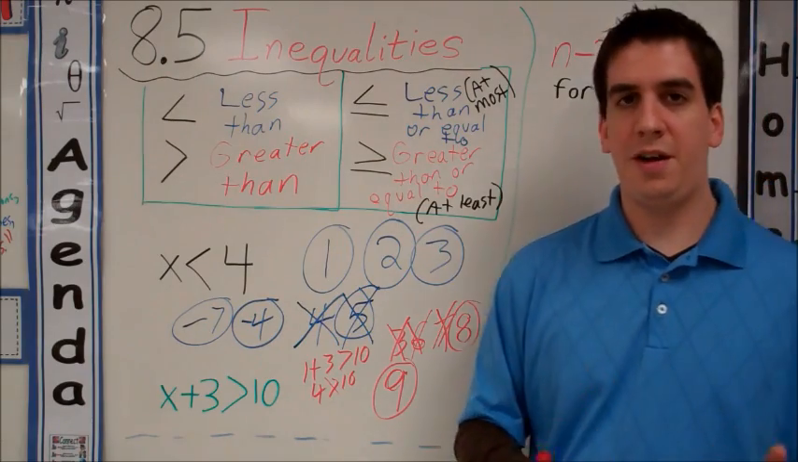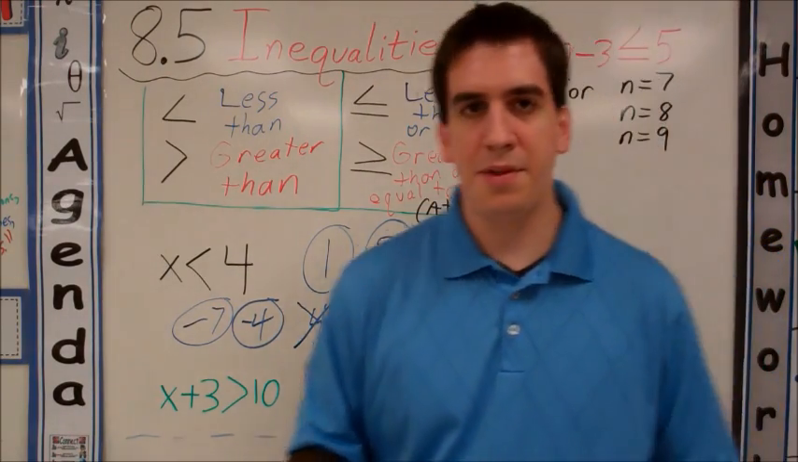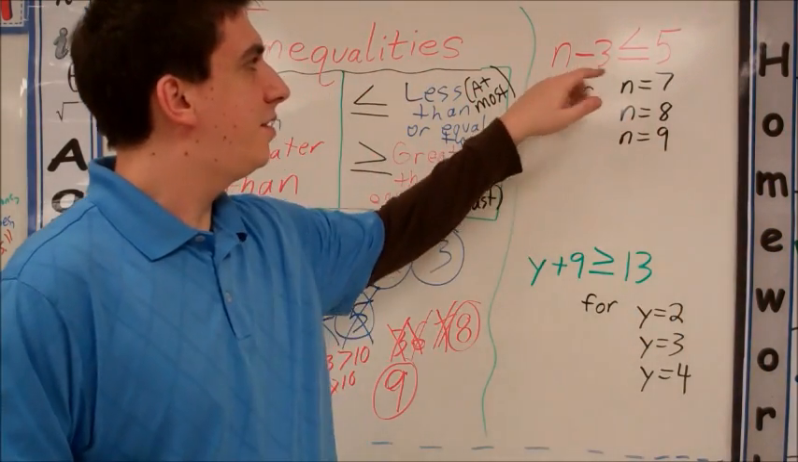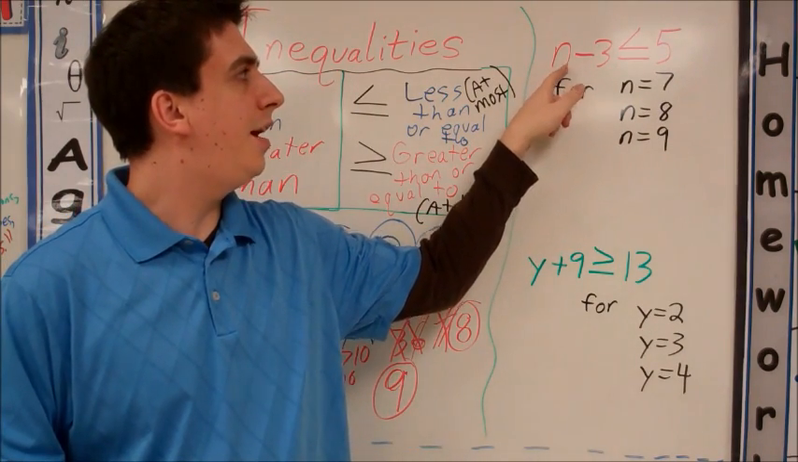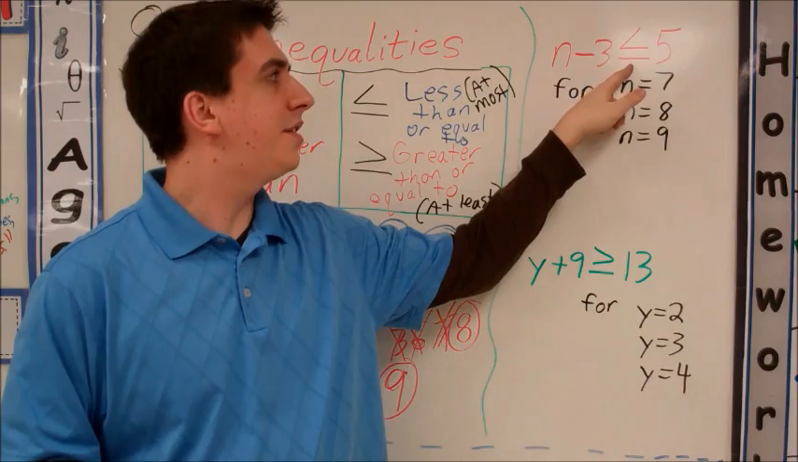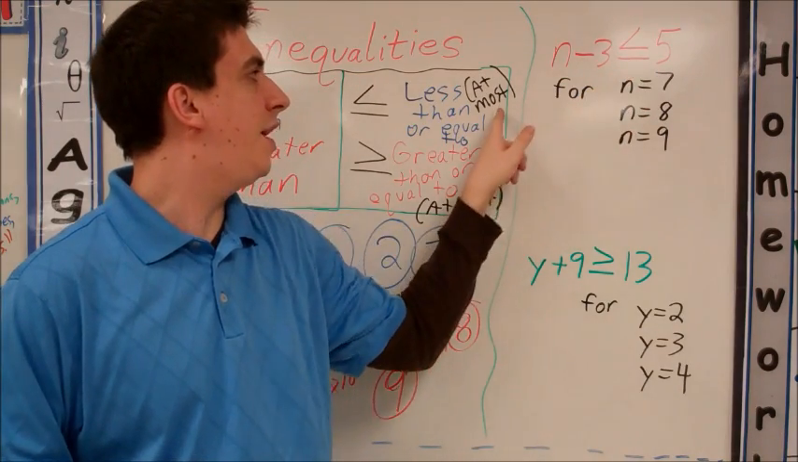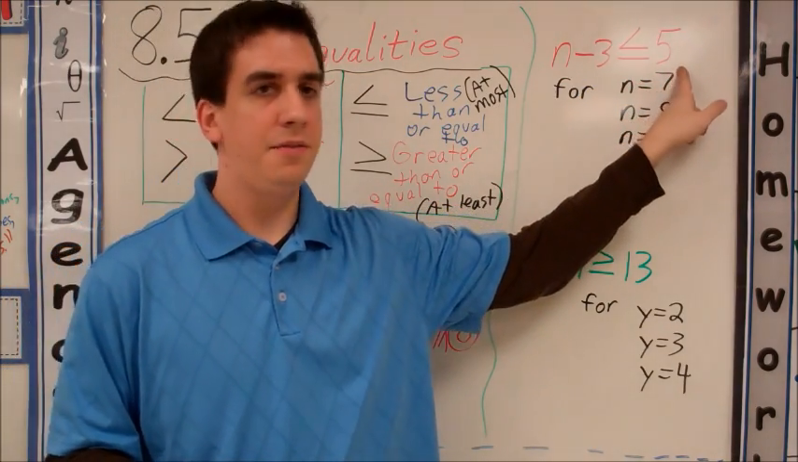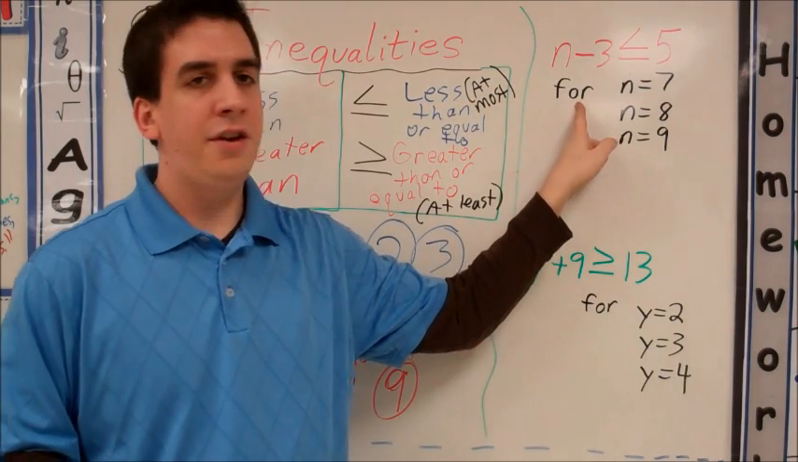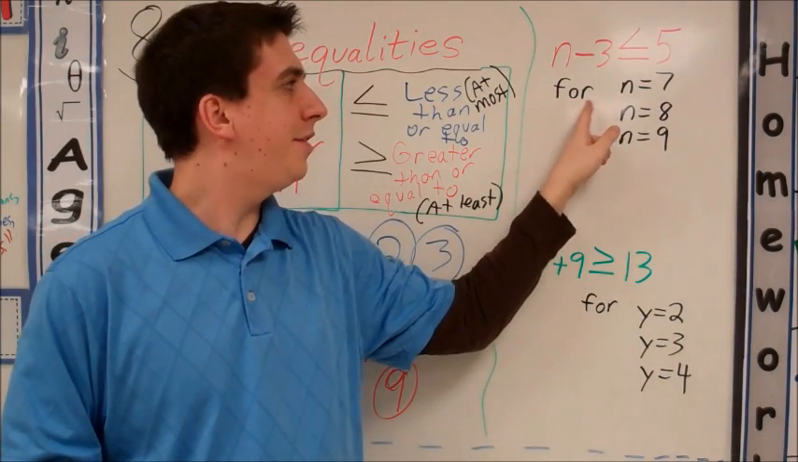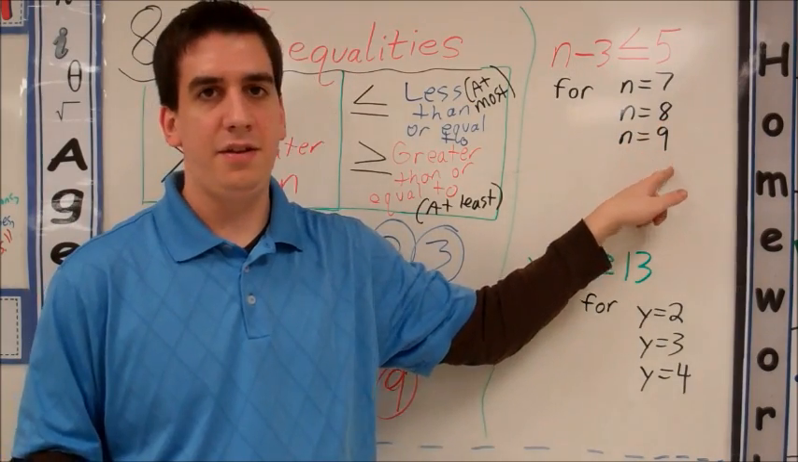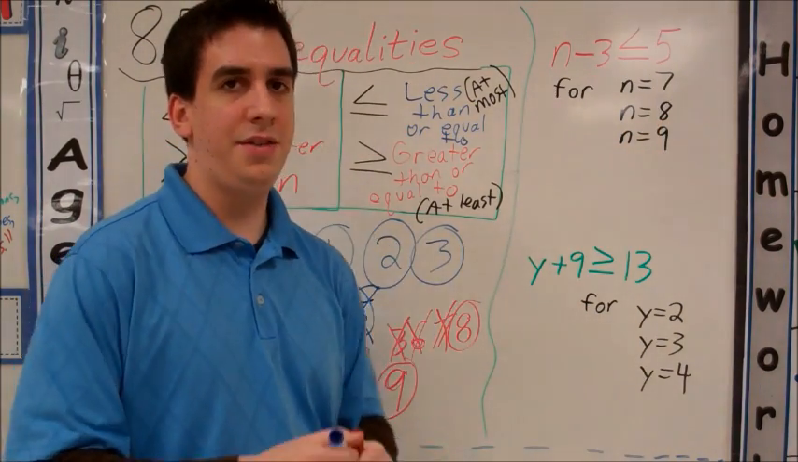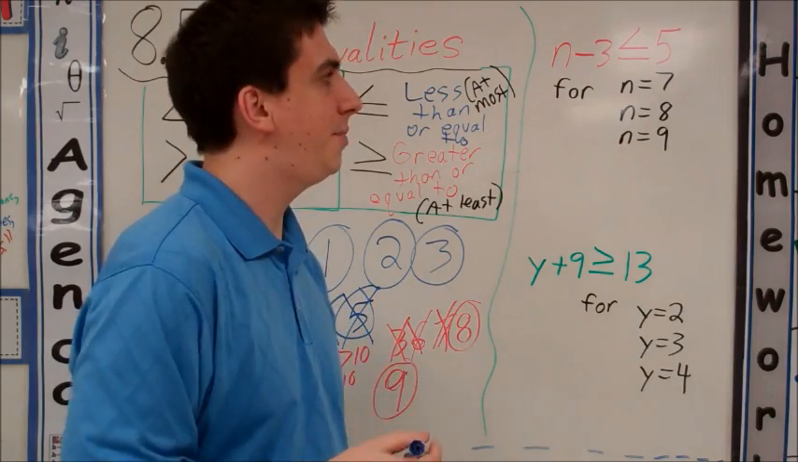Right now I want us to look at a couple examples a little bit more in depth. You might be asked things like this. We have the inequality here, n minus 3 is less than or equal to, or is at most, 5. And then you're going to be asked to try different values. Try this for n equals 7, n equals 8, and n equals 9. We're going to substitute that in. This is a skill that we practiced a couple chapters ago.